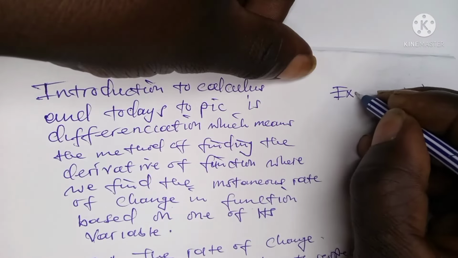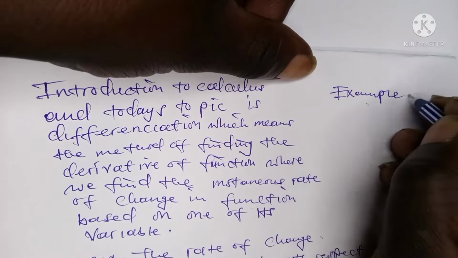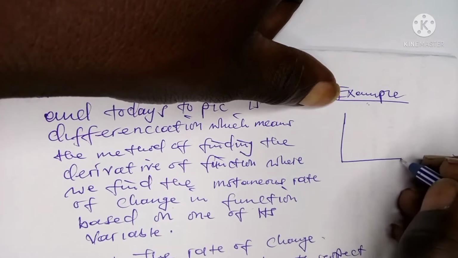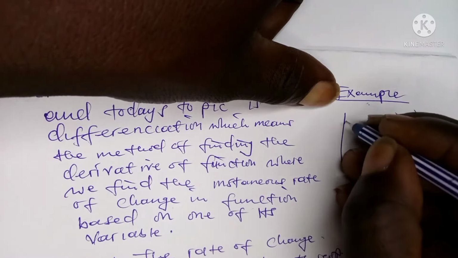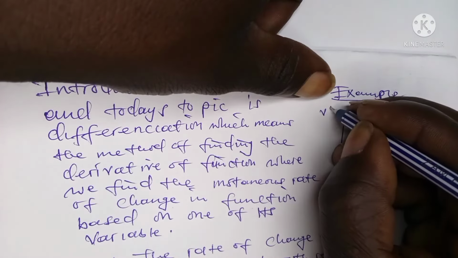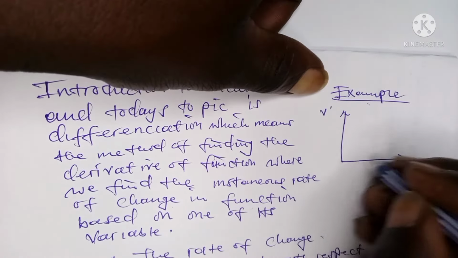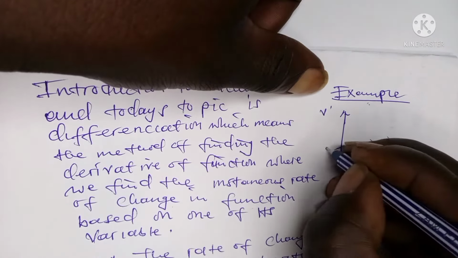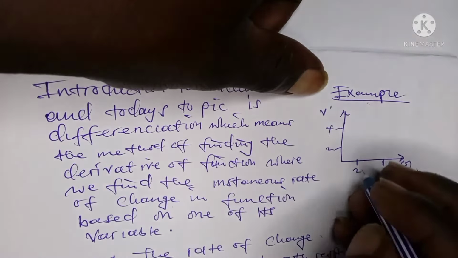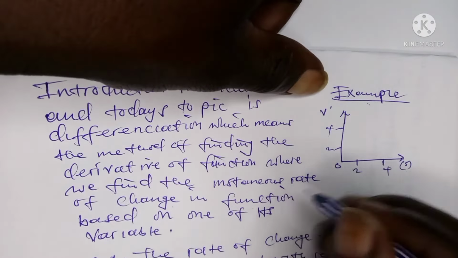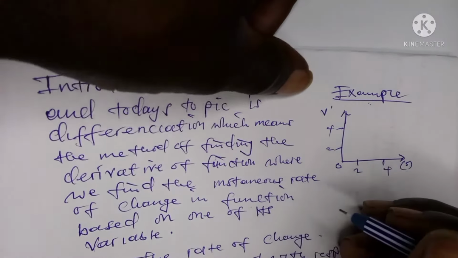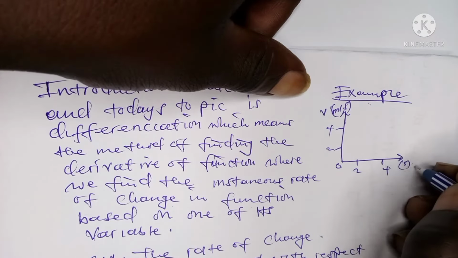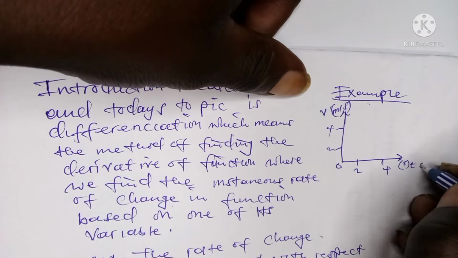Let's try to look at a practical example, the diagram of this displacement. They are saying I have to take this graph, this time against the velocity. Velocity is measured in meters per second, time in seconds.